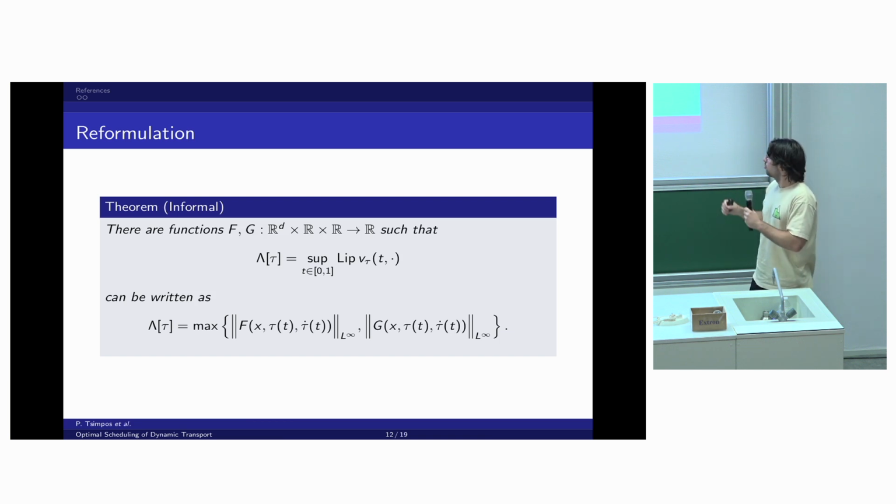A few words about the proof, because I'm running out of time. The first thing to do, which is not that hard, is to reformulate this in terms of a more explicit objective as the max of the L infinities of two functions that are evaluated point-wise on tau and tau dot. And this is just remembering that the Lipschitz constant is the operator norm of the gradient and just doing some algebra, nothing too subtle going on.